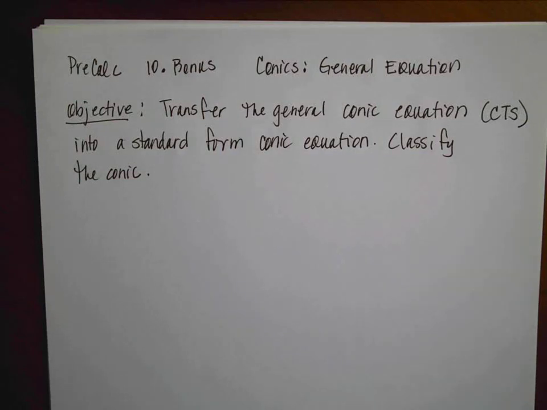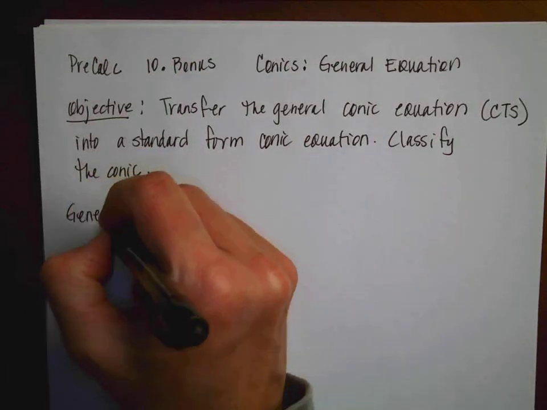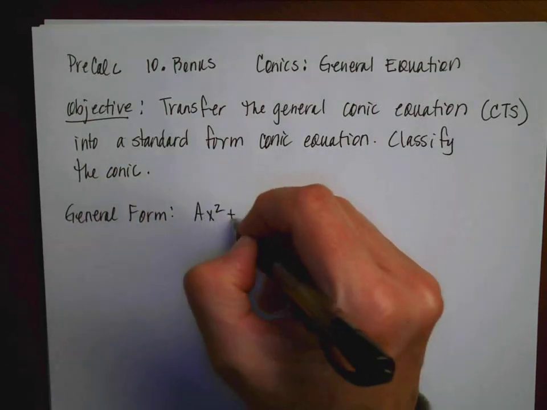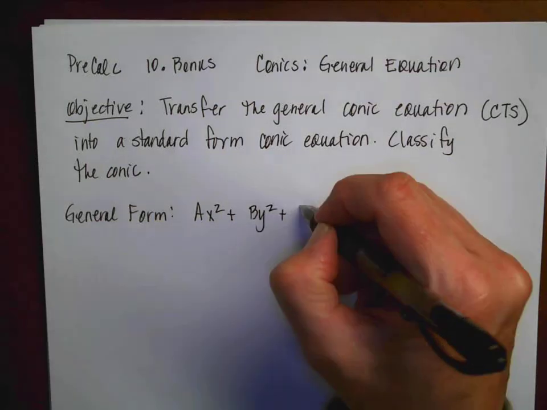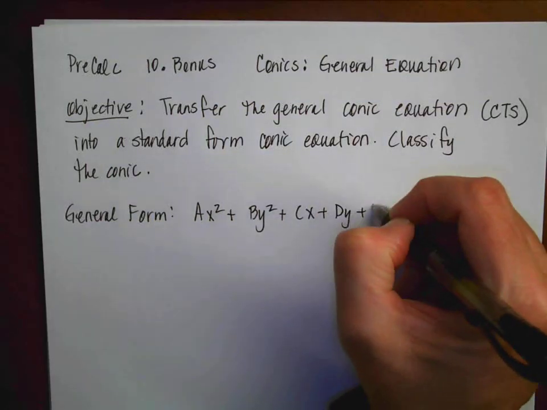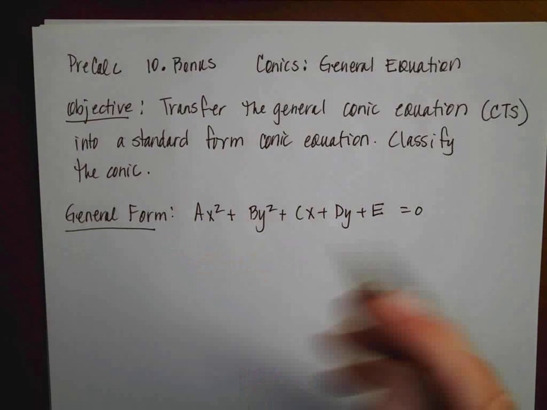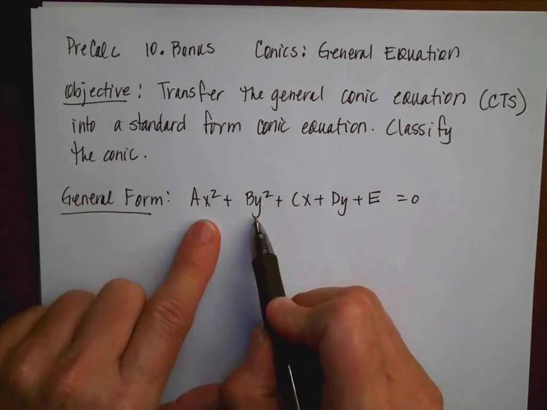Woohoo! We're going to be talking about conics and a general equation. So we're going to transfer the general conic equation using completing the squares via math into a standard form conic equation. And then based on the equation, we're going to classify the conic. So the general form for all conics is going to be ax squared plus by squared plus cx plus dy plus e equals 0.